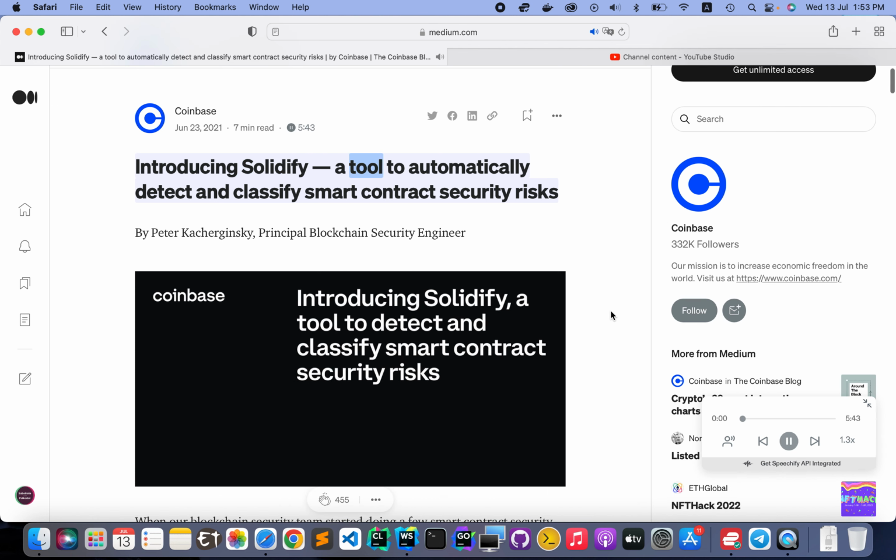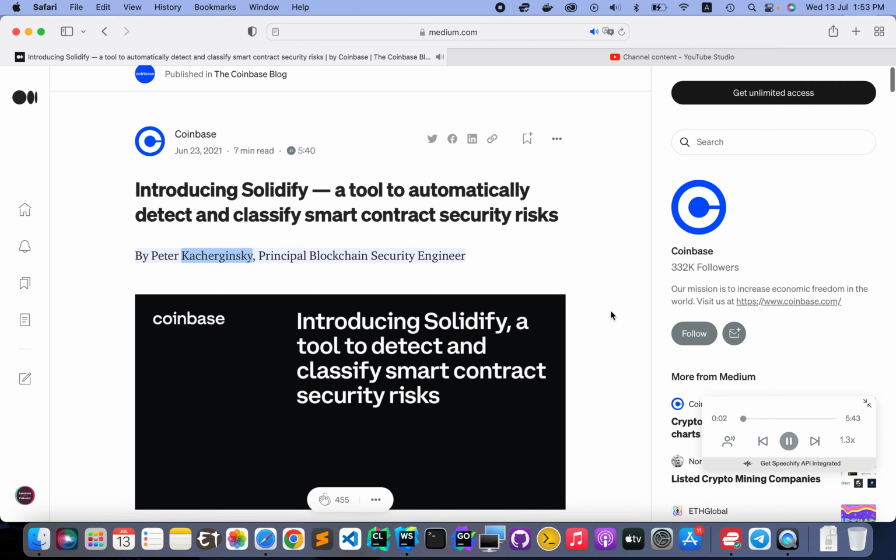Introducing Solidify, a tool to automatically detect and classify smart contract security risks. By Peter Kakaczynski, Principal Blockchain Security Engineer.